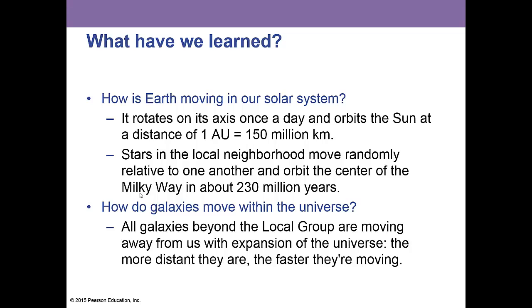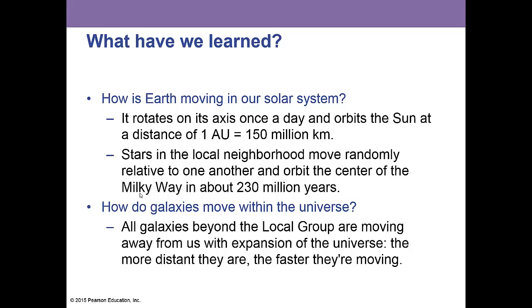How is the Earth moving in our solar system? It rotates on an axis once a day and orbits the Sun at a distance of 1 astronomical unit, 150 million kilometers or 93 million miles. 1 AU is defined as the average distance between the Sun and the Earth, and it's a cornerstone measuring tool we use for the solar system.